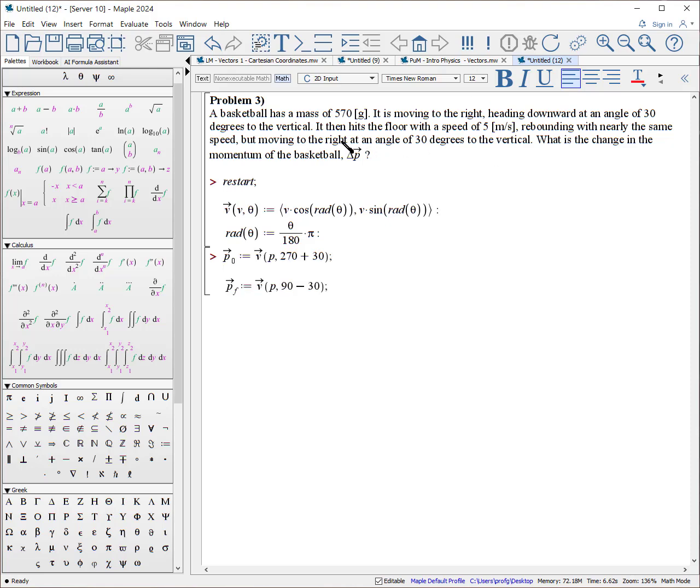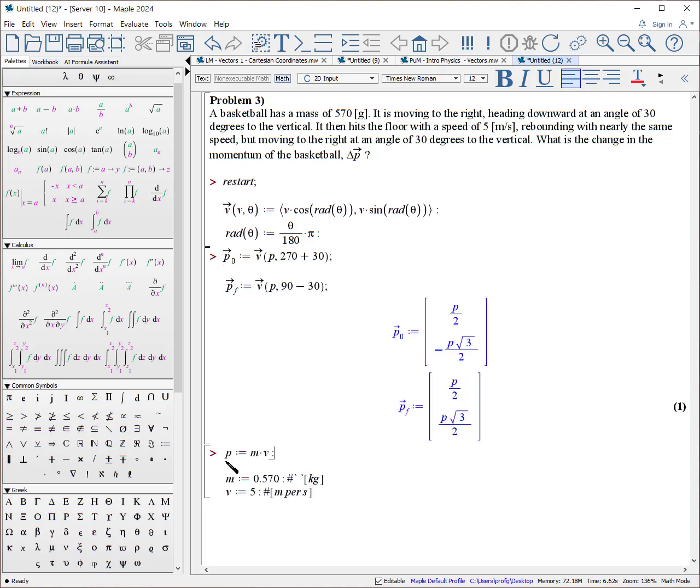In this problem, the basketball is traveling to the right at an angle 30 degrees to the vertical. So that's 30 degrees like that. So that's 270 degrees plus 30 degrees. So its initial momentum is some magnitude at 270 degrees plus the additional 30 degrees. Then it bounces up, which is 90 degrees minus 30 degrees. So its final momentum is, again, we'll assume the same magnitude in value, but at this direction.